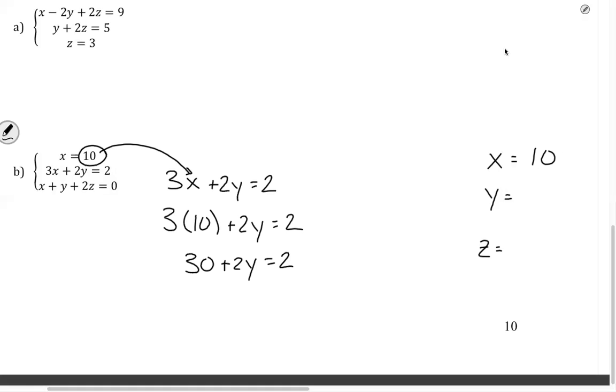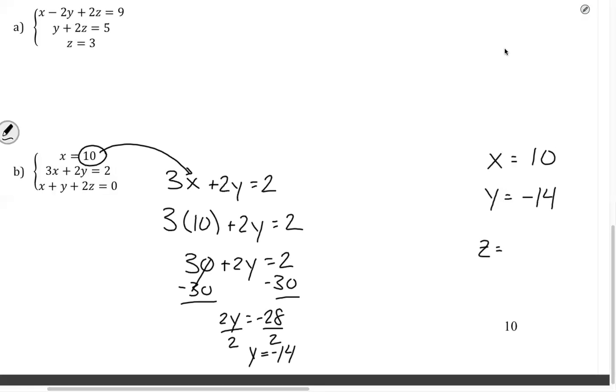Go ahead and get Y by itself by subtracting 30. 2Y equals negative 28. Divide by 2. That gives me Y equals negative 14. All right, so I have Y equals negative 14.